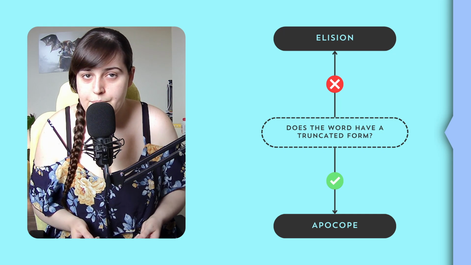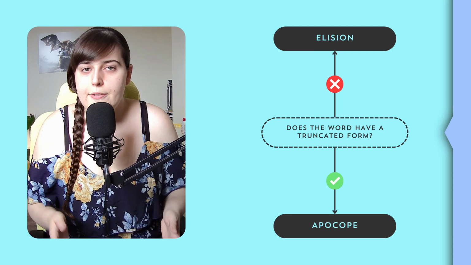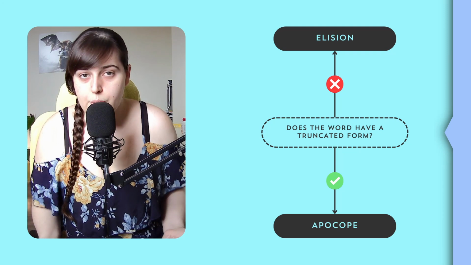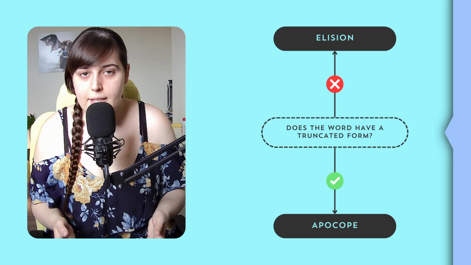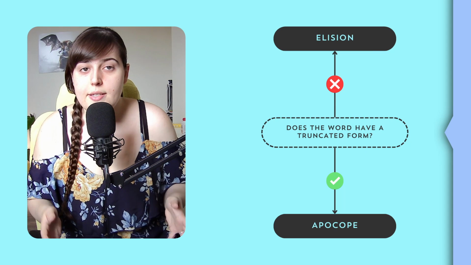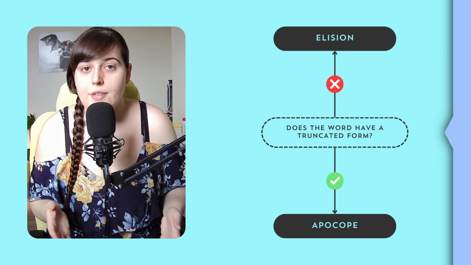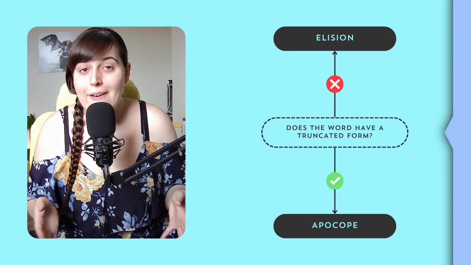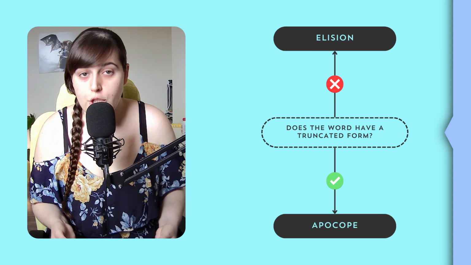For example, why do I write un amico, a friend masculine, without the apostrophe, but I write un'amica, a friend feminine, with the apostrophe? Because while the masculine indefinite article uno has a truncated form, the feminine indefinite article una does not have a truncated form.